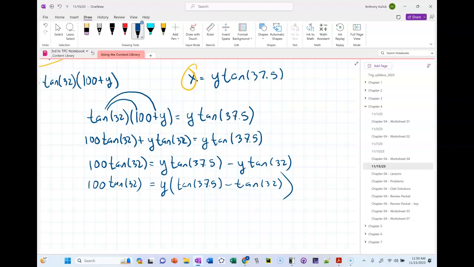Does that feel okay with what we did there? Because they're like terms, right? So how do I add or subtract like terms? I just add or subtract their coefficients, which is basically what we've written there, right? The tan 37.5 and tan 32 are the coefficients on our variables. Does that feel okay?